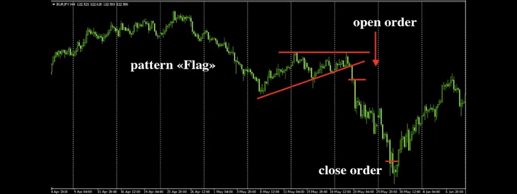When forming a bullish flag on the chart, only the opening of a buy order should be considered after the price breaks through the resistance level. Stop loss is set at the last local minimum of the correction.